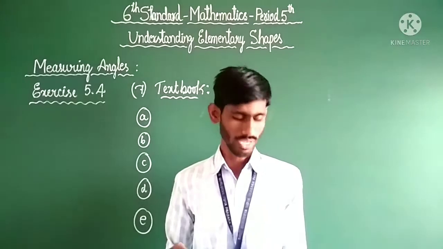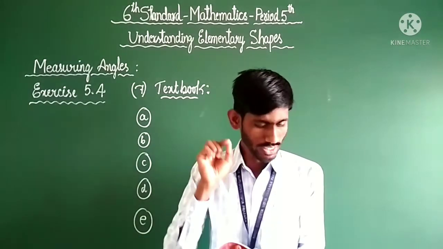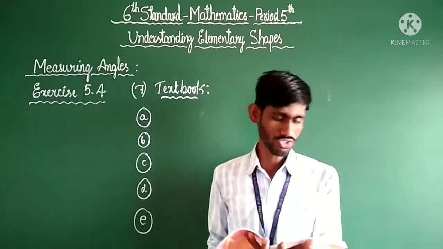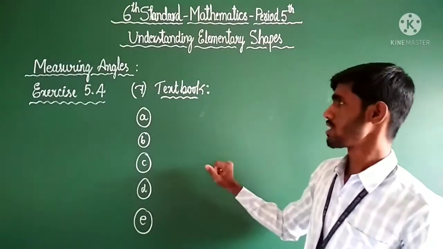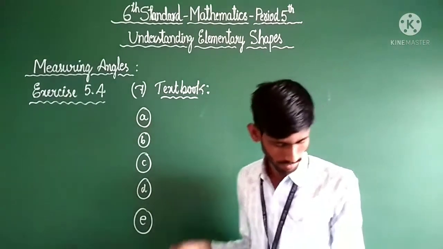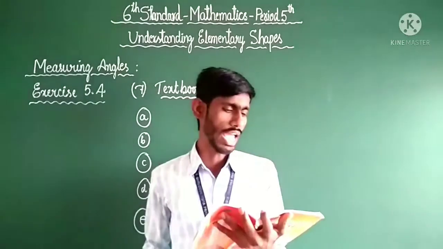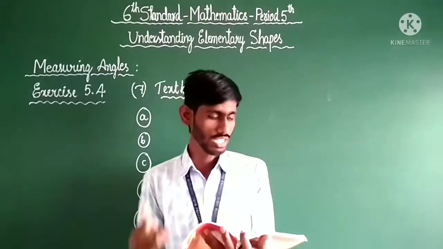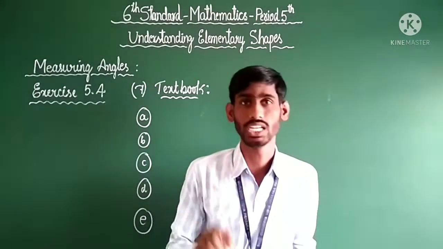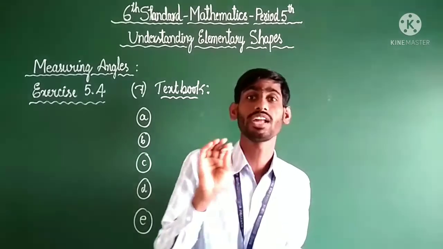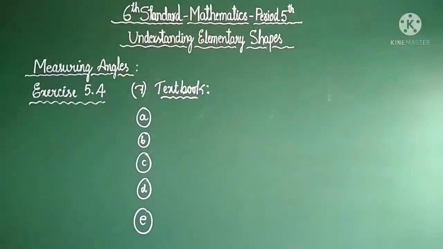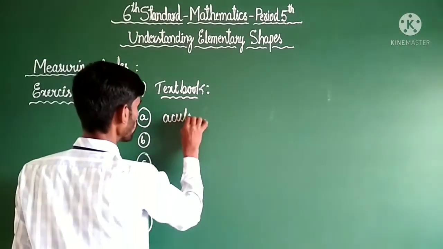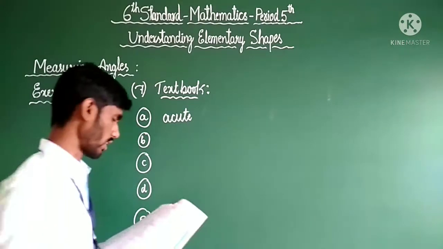Okay. Seventh main. Fill in the blanks with acute, obtuse, right or straight angle. There are 5 questions. The first one. See, this 7th one belongs to textbook. First question, an angle whose measure is less than that of right angle is dash. Less than right angle, called acute angle. Less than the right angle, called acute angle.